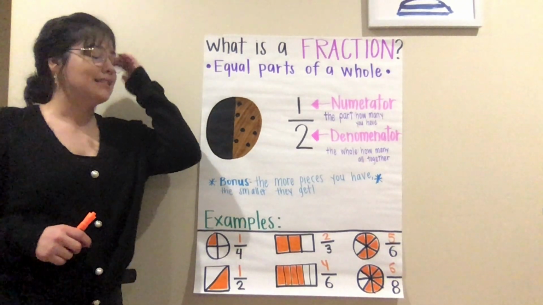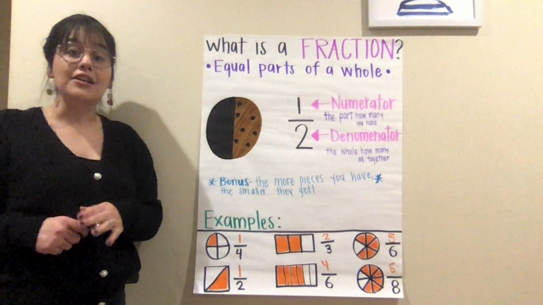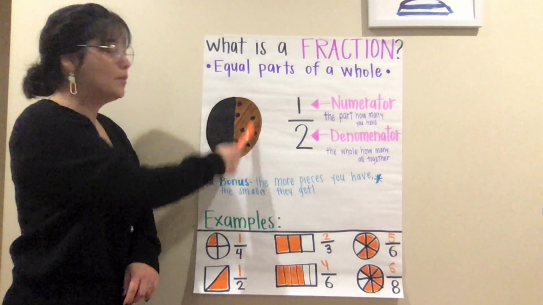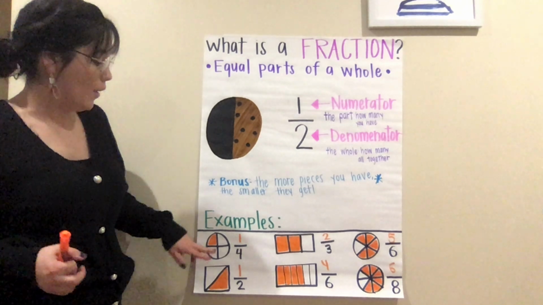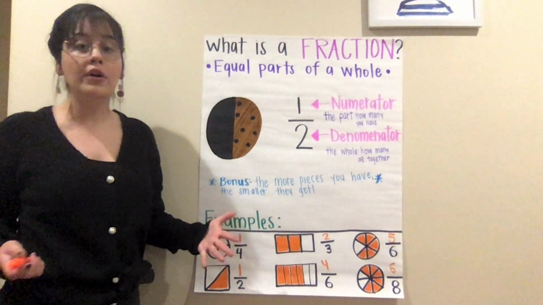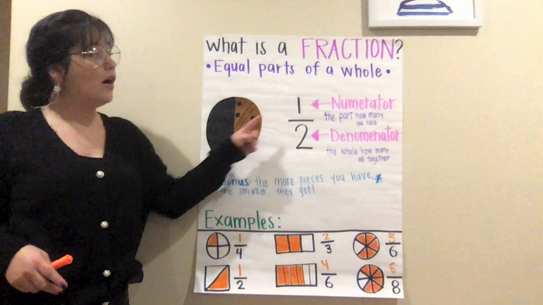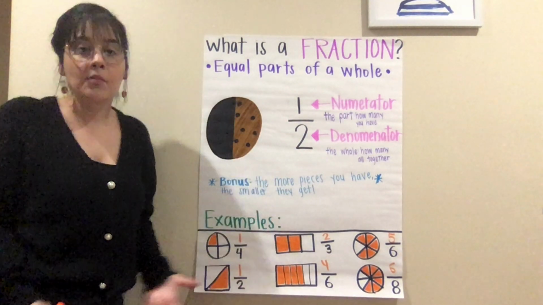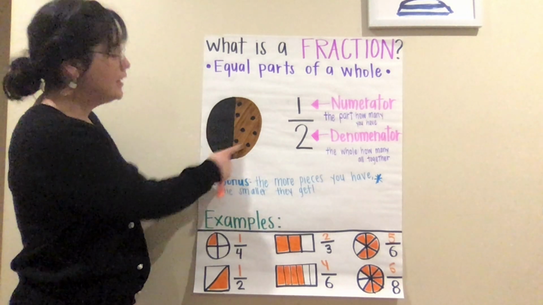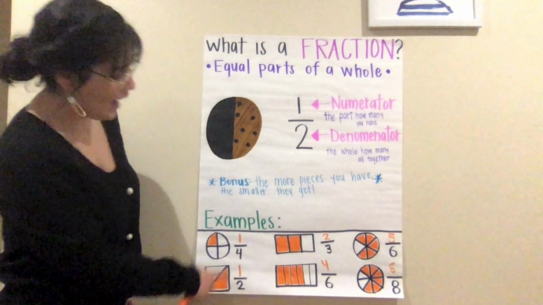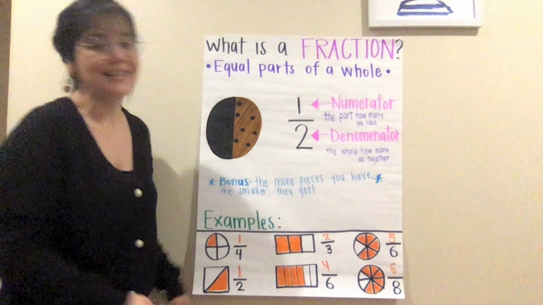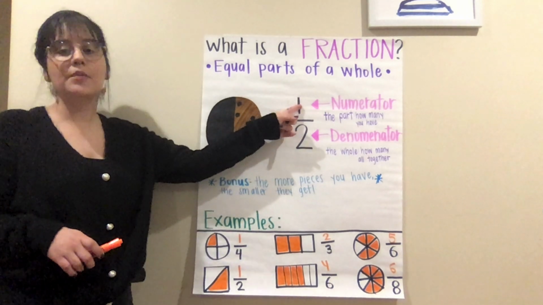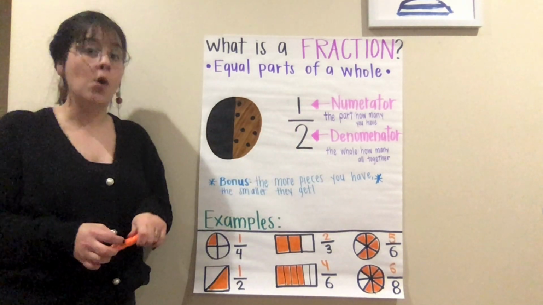So remember that my top number is the part. How many do I have? How many am I talking about? Whether it's how many pieces of my cookie do I have left, or how many pieces of my shape are orange, how many am I talking about? That's the top number. The bottom number was how many did I have altogether? How many did I have altogether in my cookie? How many in my shapes did I have before I started coloring some orange ones in? So the top is the part, the bottom is the whole.